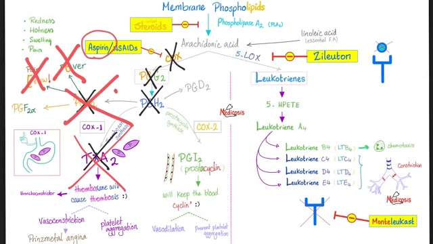Next, lipoxygenase enzyme is inhibited by zileuton, whereas the leukotriene receptor is antagonized by montelukast, and I've talked about them in my pulmonology playlist as well as in my pharmacology playlist.